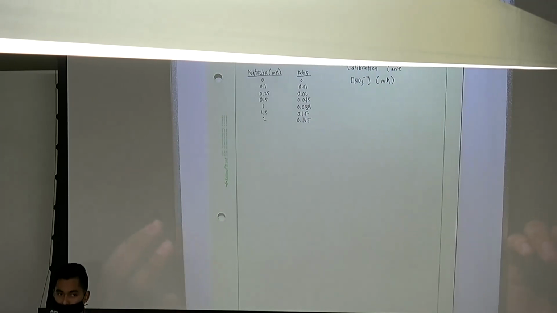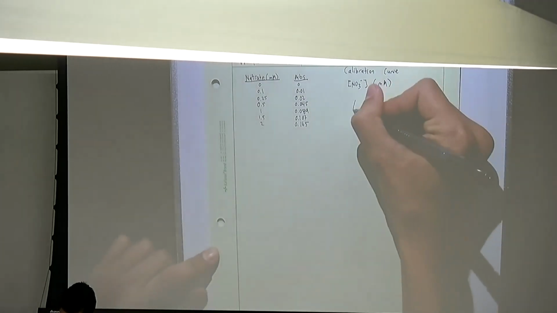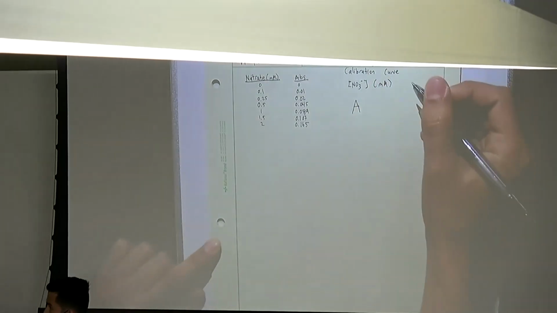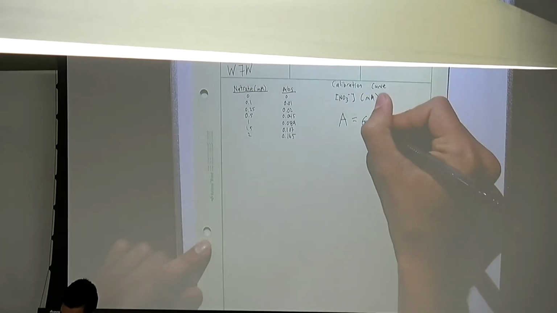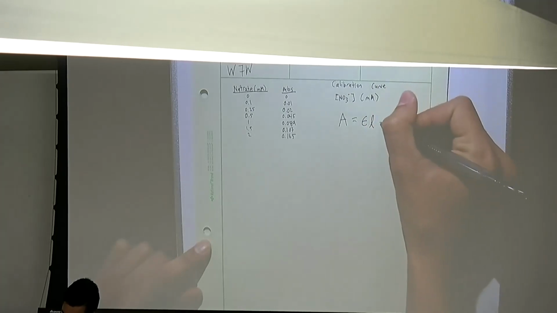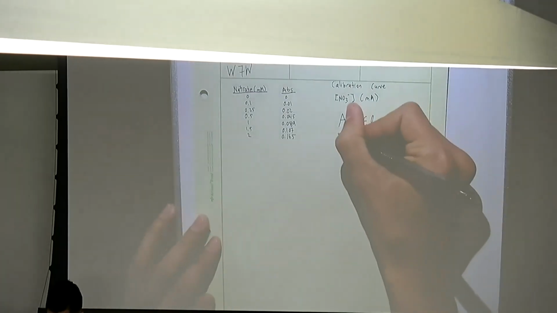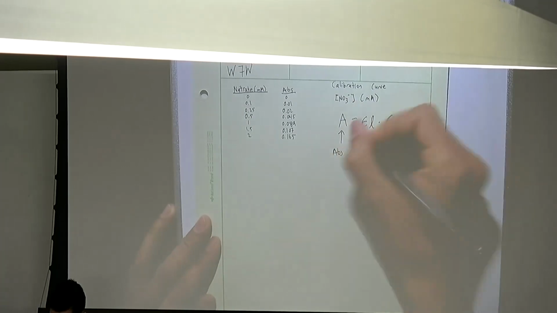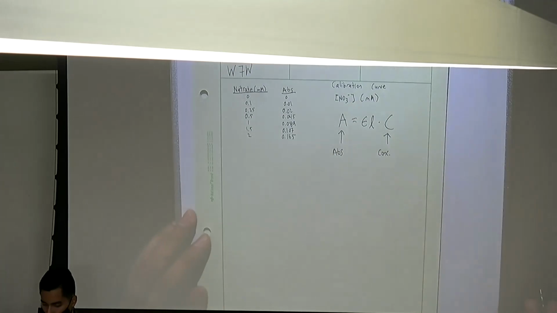So who can tell me an equation that relates the absorbance as a function of concentration? Yeah, Beer's law. Very good. So we have absorbance, the absorbance equals epsilon times, I'm going to write path length first, times the concentration. Good. So we have the absorbance, and then we have the concentration.